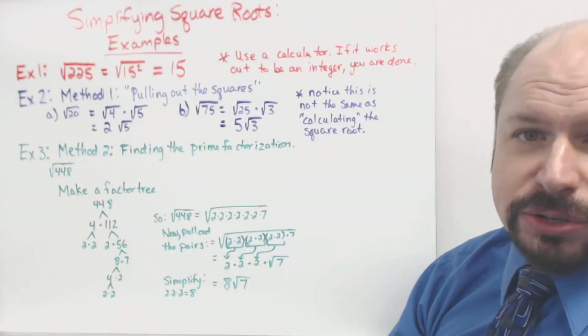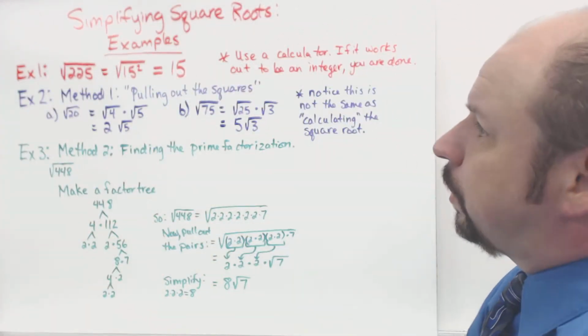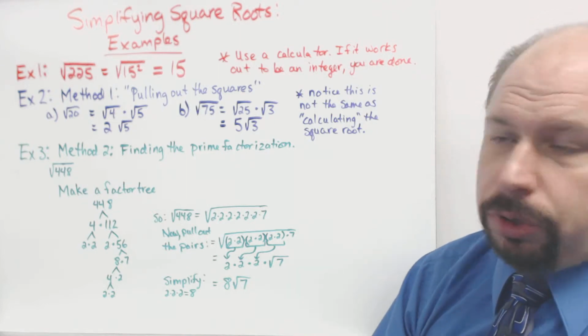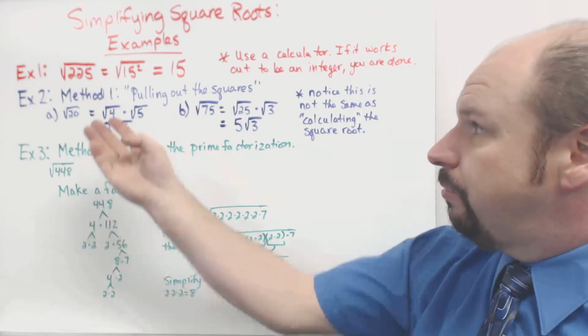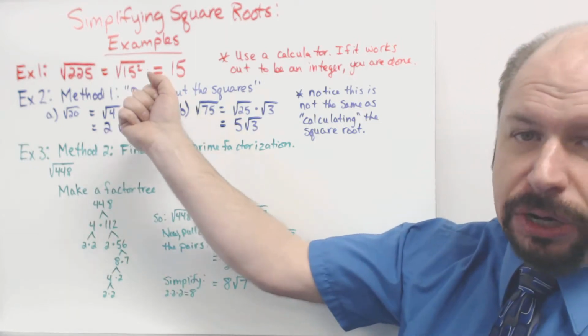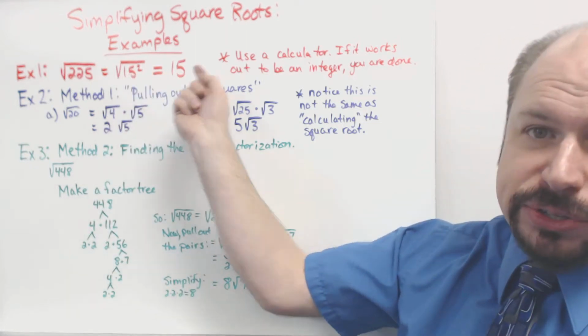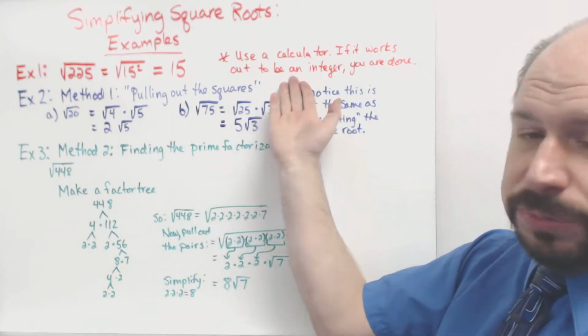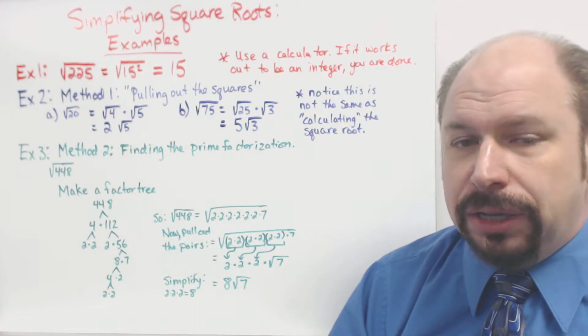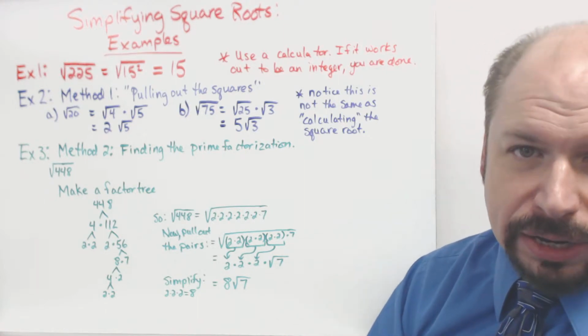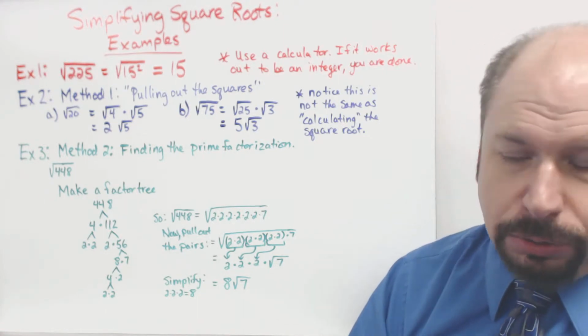Okay, so simplifying square roots examples. In our very first one, we're taking the square root of 225. Well, the nice thing about 225 is that it is 15 squared. So the square root of 15 squared is just 15. Sometimes it's helpful to use a calculator and see if it works out to be a nice even number, or maybe you'll recognize it to be a nice easy number to take the square root of.